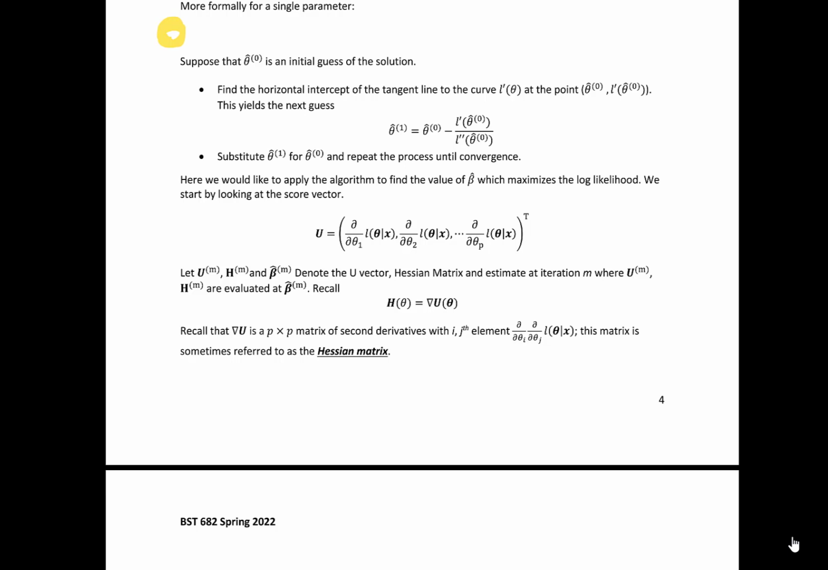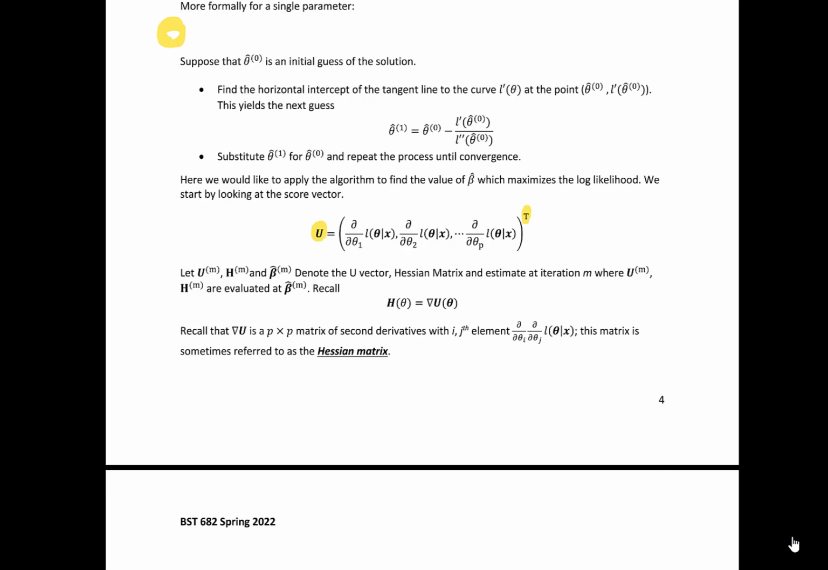Here I have formally written out the score vector. Notice I've written it with the transpose. The reason for this is that when we write vectors, we typically write them as column vectors, as we saw during the discussion in class. So in order to write this in a horizontal format, we've got the transpose there. Here, we're going to let U_m, H_m, and beta hat_m denote the U vector, the Hessian matrix, and the estimate at iteration m, where U_m and H_m are evaluated at beta hat_m.